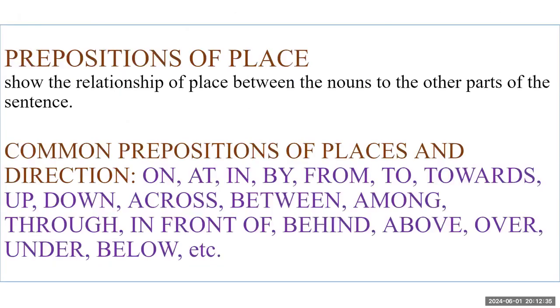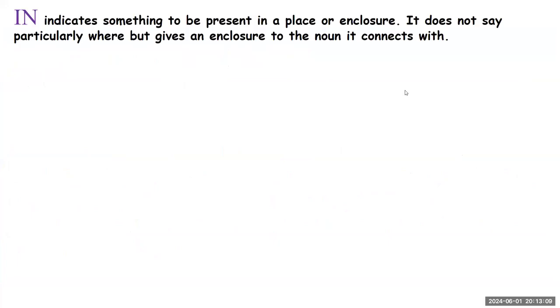So we also have prepositions of place. They show the relationship of place between the nouns and the other parts of the sentence. Common prepositions of place and direction: on, at, in, by, from, to, towards, up, down, across, between, among, through, in front of, behind, above, over, under, below, etc.